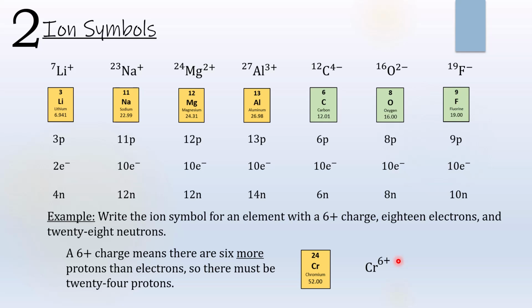All right. And then finally, if I want the mass number, which is going to go right here, that's the sum of protons and neutrons. Well, I just said I got 24 protons. The problem's telling me I got 28 neutrons. If I add those two together, I'll get a mass number of 52.